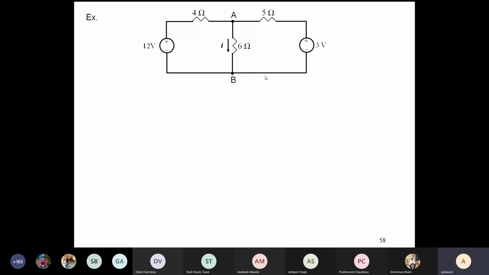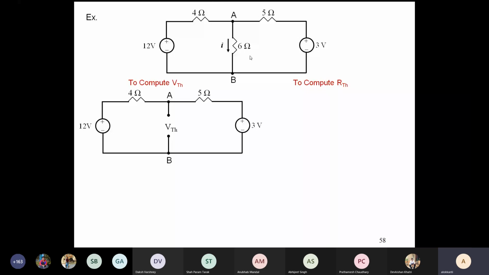So basically, you have two objectives: to compute VTH and RTH. To compute VTH, since I have asked to find the current through the 6 ohm, you basically remove the 6 ohm. After you remove it, what is the circuit? Similarly, to compute RTH, after removing 6 ohm and then de-energizing the two sources, what is the circuit? So to compute VTH, this is the circuit. The 6 ohm is removed, and the rest of the circuit remains the same.